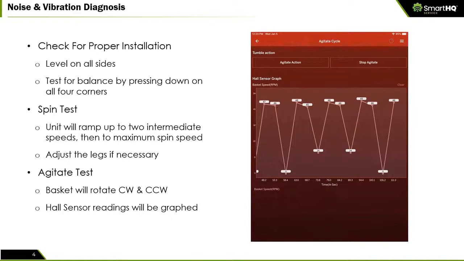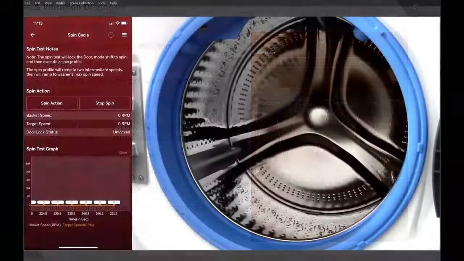If that Hall sensor is bad, you might get a no spin condition. You might get some kind of a fault code that's related to it. So to test it, we can actually view it in a graphical format. We can see if it's functioning correctly. Right now, you're looking at the graphic that we would see. So let's go to the real thing, right?